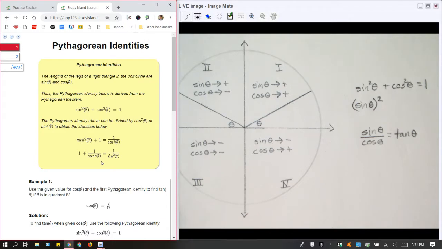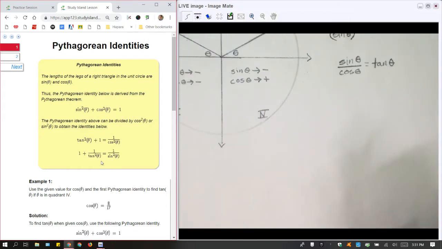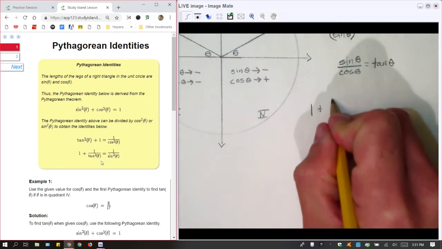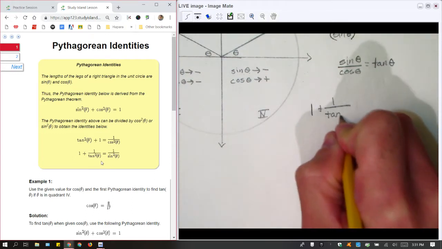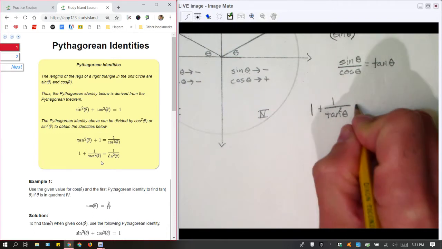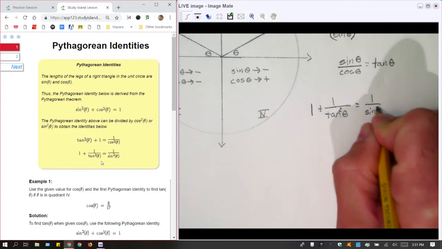So let's go ahead and do that problem. First, I'm going to write down that equation so I don't have to keep flipping back and forth. You will memorize it eventually when you use it enough, but I would write it down over and over again. Each time you write it down, it'll help stick it to memory. So 1 plus 1 over the tangent of theta squared is equal to 1 over the sine of theta squared.